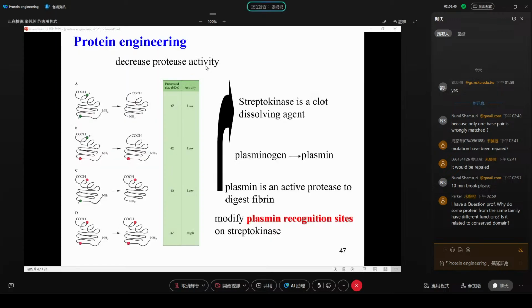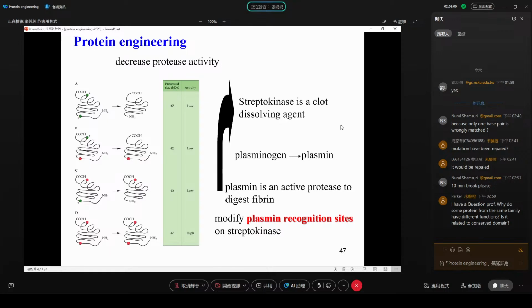It also will not decrease the protease activity, but it will decrease plasmin's recognition to the streptokinase to improve its activity to become a long-lasting blood thinner.